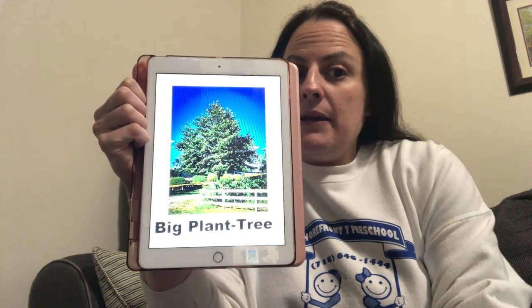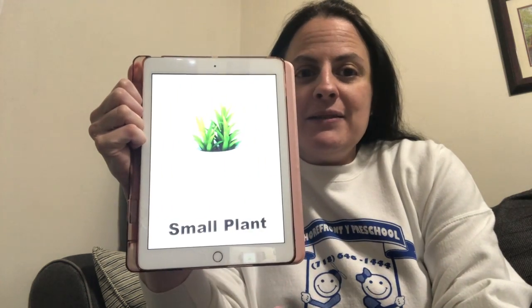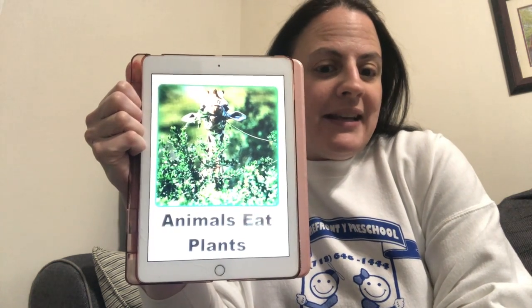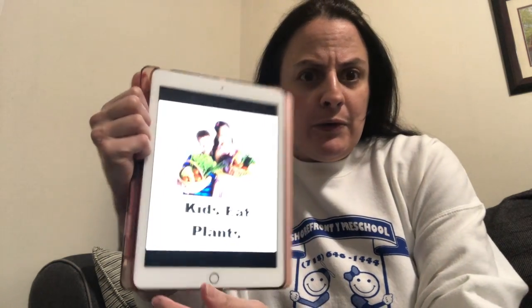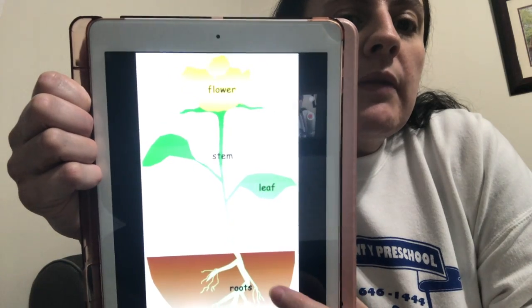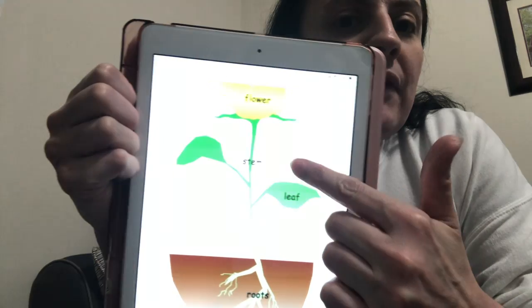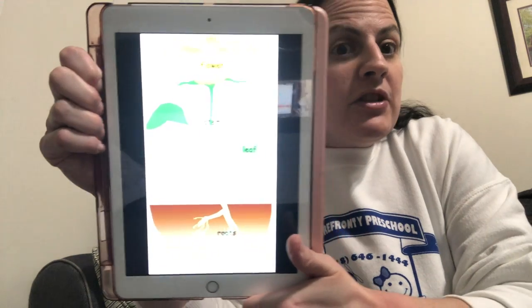Plants can get very big, like this, see, like a tree, and very small, like a little plant in a house. Animals eat them to get energy, and so do you eat plants. Another thing we learned was the parts of a plant. Do you remember? We have roots, a stem, a leaf, and a flower. That's the parts of a flower, which is a plant.